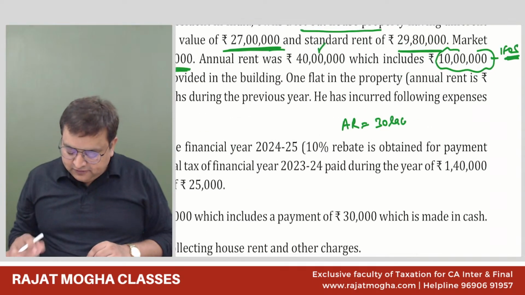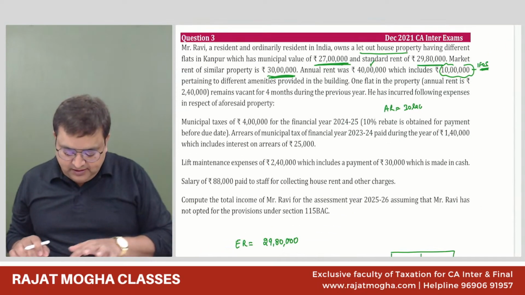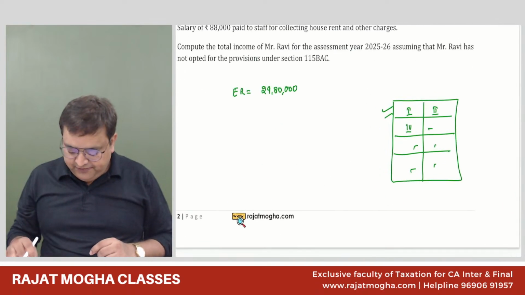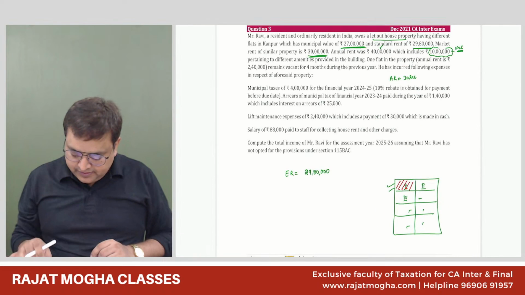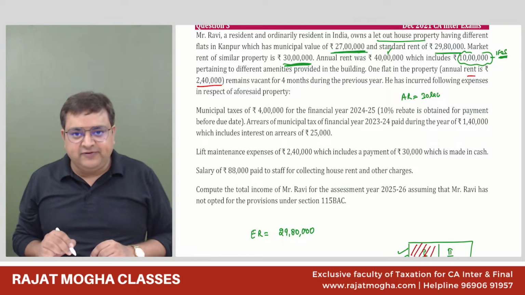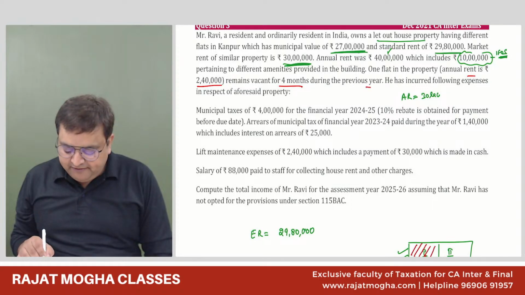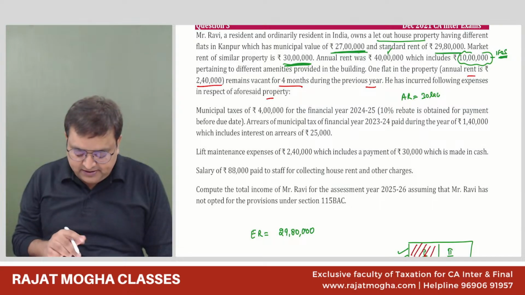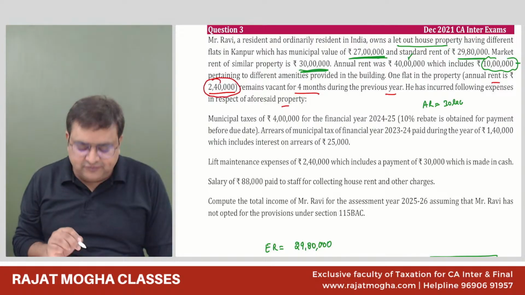So we have to take, guys, only 30 lakh rupees, not 10 lakh. So 10 lakh will go in IFOS income. Now, one flat in the property, one of the flats, we don't know how many flats are there, but one of the flats they are telling about. One flat in the property, annual rent is 2,40,000 of this flat, remains vacant for 4 months during the previous year. He has incurred the following expenses in respect of the aforesaid property. So one flat was vacant where the annual rent is 2,40,000.